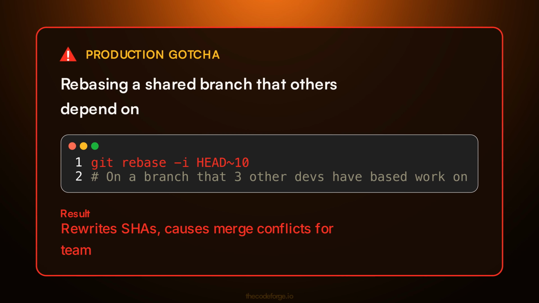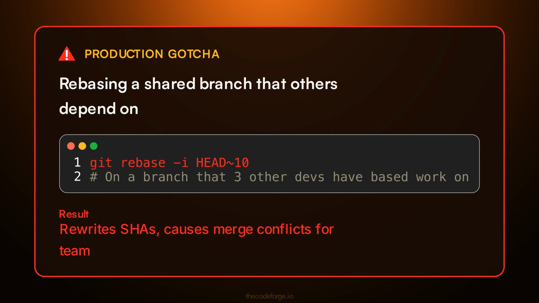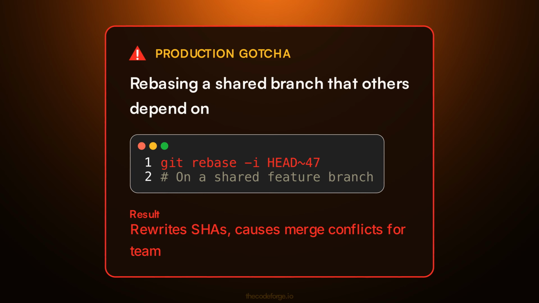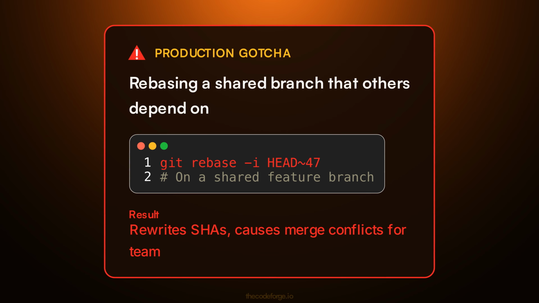Never Interactive Rebase a branch that has been pushed to a shared remote. You'll rewrite commit SHAs, causing chaos for anyone who based work on the old history. This is the exact mistake from the incident. Running Interactive Rebase on a shared branch rewrites commit SHAs, causing chaos for anyone who based work on the old history. Always keep rebase local.